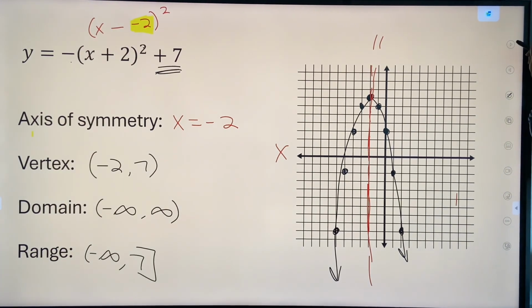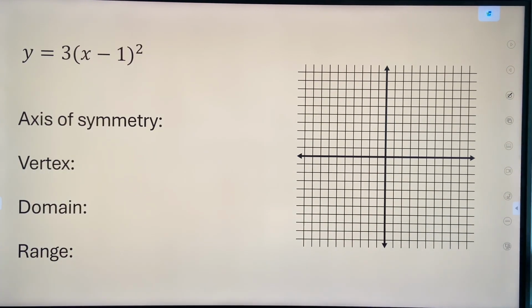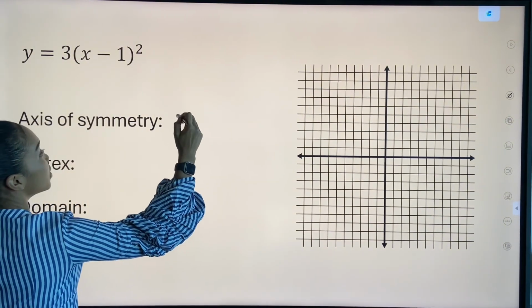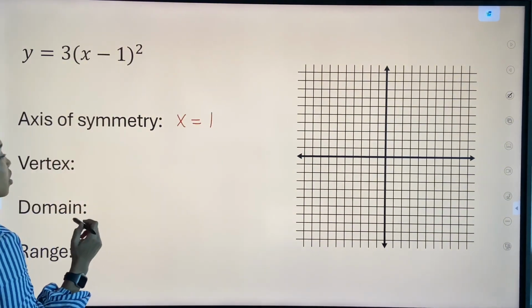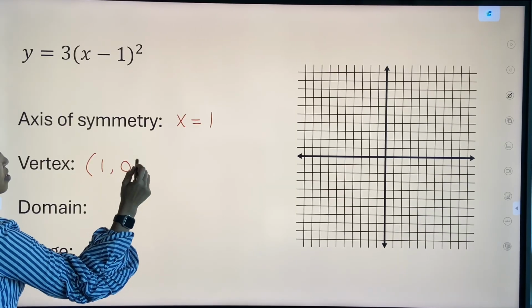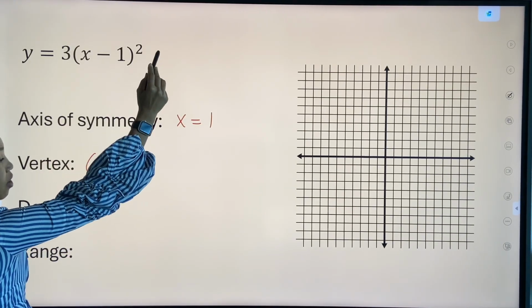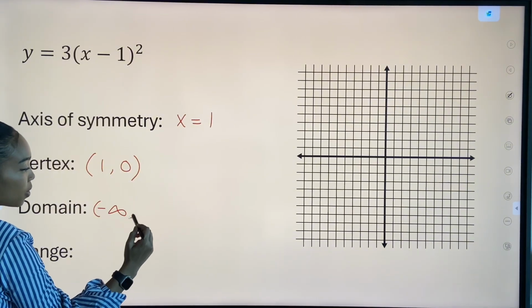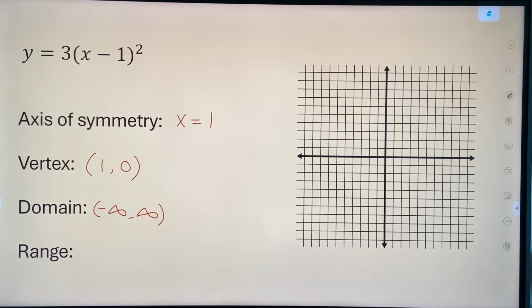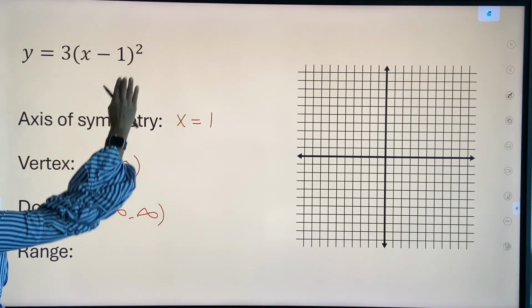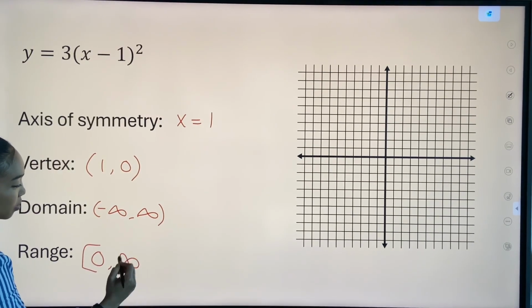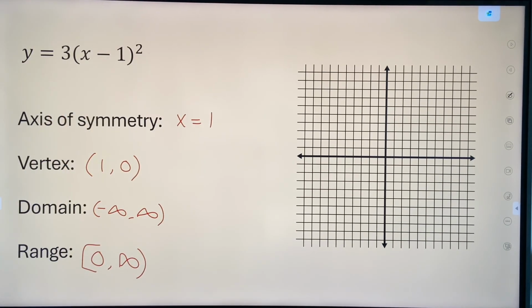All right, your next one. What is our axis of symmetry? Yep, x equals 1. Your vertex is 1, 0. It did not move up or down. That's why this y value is 0. Your domain will always be the same, all real numbers. And your range, it didn't move up or down, so I'm starting at 0, and it's going up since it's positive.